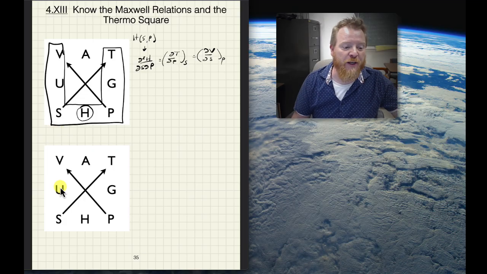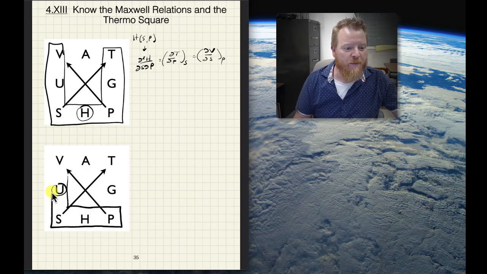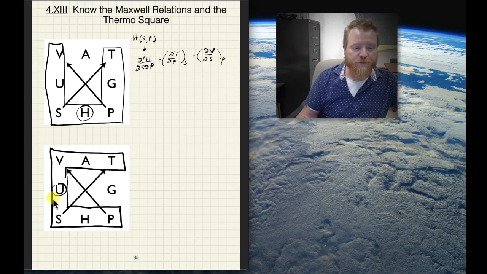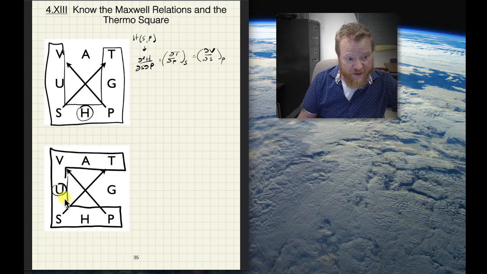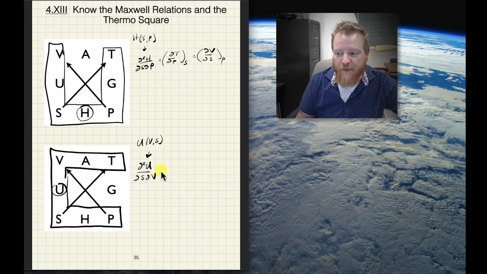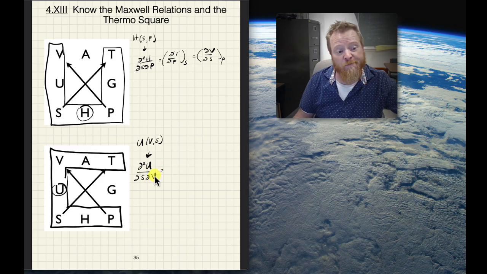Okay, let's do internal energy. So there it is. There's U, internal energy. And now I'm going to draw a horseshoe again, but this time I'm going to tip the horseshoe on its side. Remember, keeping U in that bottom little trough. So now we can see U is sandwiched between V and S. So that gives us our natural variables of U. And once again, because this is a state function, we can change the order of derivatives with respect to S and V, and it won't change the outcome.